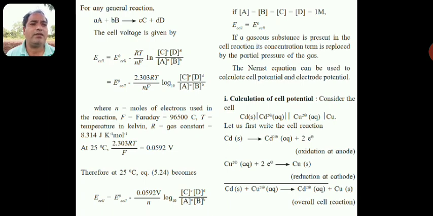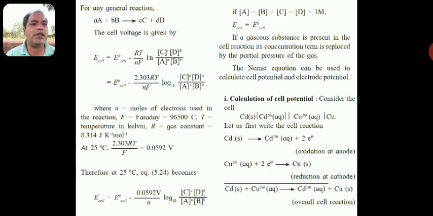Then the double vertical line, as I told you in the last lecture, indicates a salt bridge. That means they used a salt bridge in this cell. Then Cu2+, copper's ionic solution, again aqueous. Then a single vertical line and Cu. That means they used two electrodes, Cd and copper. Again, the Cd electrode is dipped in its own ionic solution and the copper electrode is dipped in its own ionic solution. They are connected with the salt bridge, that's why a double vertical line is shown between them. So this is one of the cells.